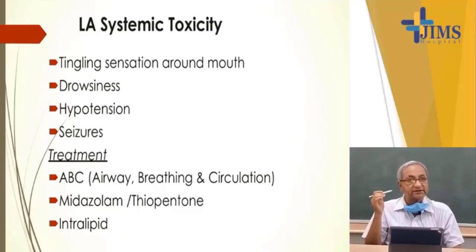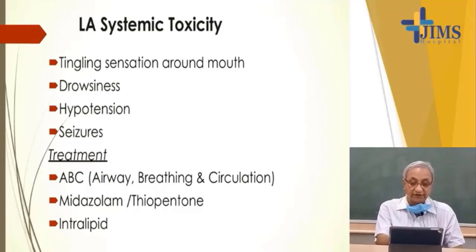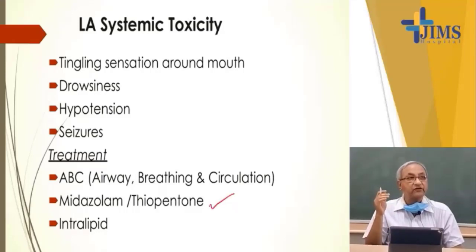What are the local anesthetic systemic toxicity features? Tingling sensation around the mouth, drowsiness, hypotension of course, and as I said, seizures. Treatment is ABC: control the airway, the breathing, the circulation. ABC is the treatment of choice in any resuscitative procedure. Give midazolam or pentothal sodium. For seizures especially, pentothal sodium, thiopentone, is very, very helpful. Give intralipid to increase the blood pressure.